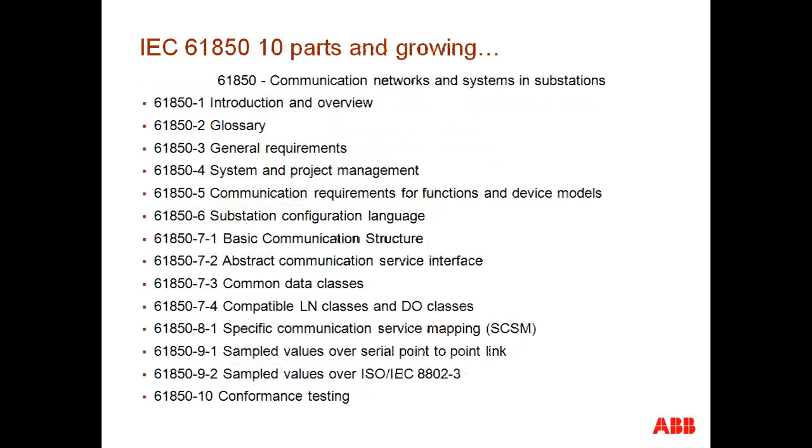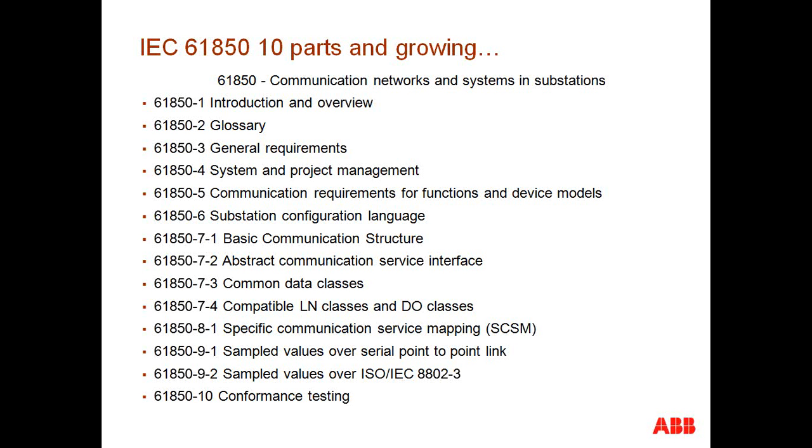Looking real quick at the structure of the standard. There are 10 parts to it, and some parts of the standard have subcomponents. I've listed here most of them. Essentially, part 1 of the standard is an introduction and an overview. Part 2 is a glossary. Part 3 discusses general requirements. Part 4 talks about the system and project management of that particular system, and information flow management of the information about the substation automation systems project.